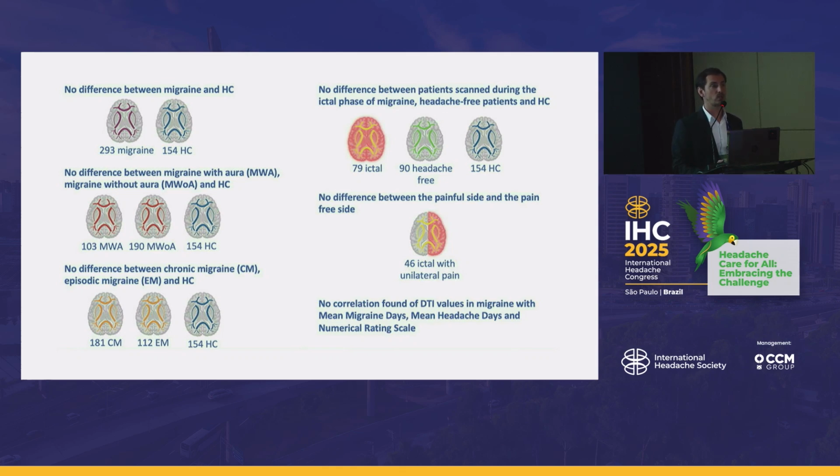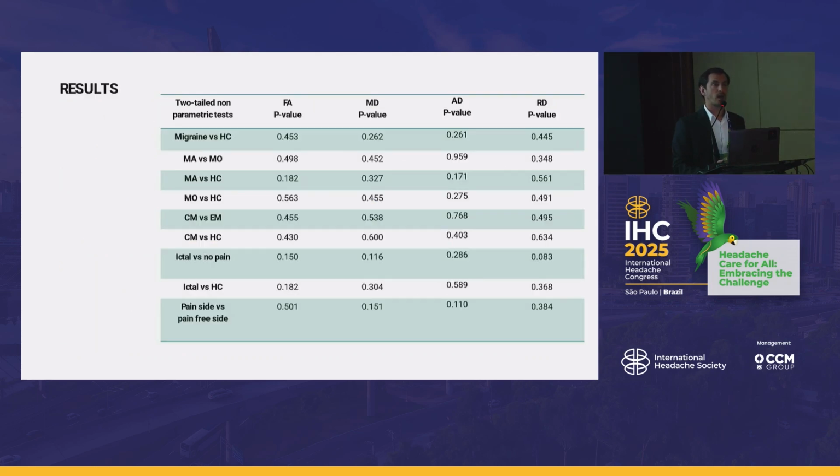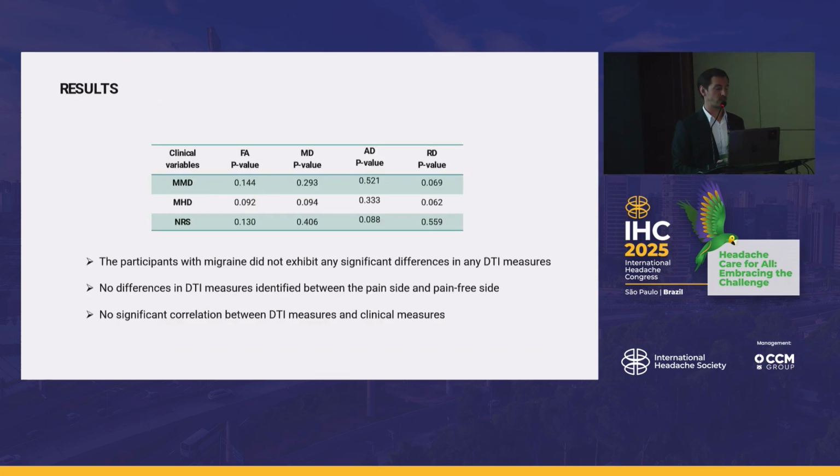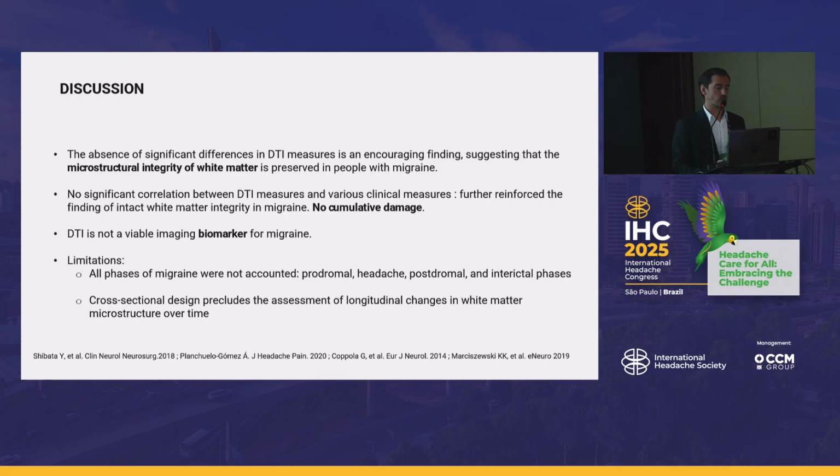We also made correlation with clinical variables, including mean migraine days, mean headache days, also numerical rating scale, and we found no correlation between DTI values and these clinical variables. I won't go through all the lines and columns of this table. This is the presentation of all these results. The lowest p-value observed is presented in this table, and again, no significant difference. So what do we learn from this study?